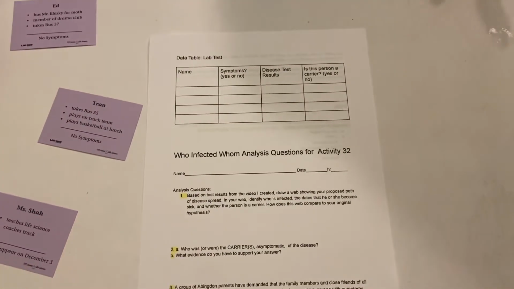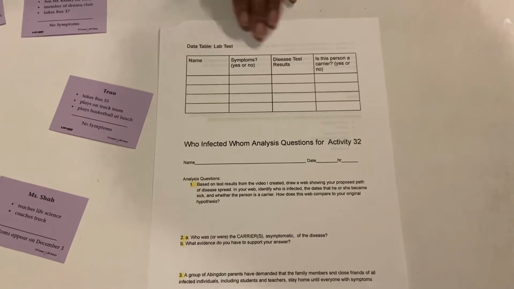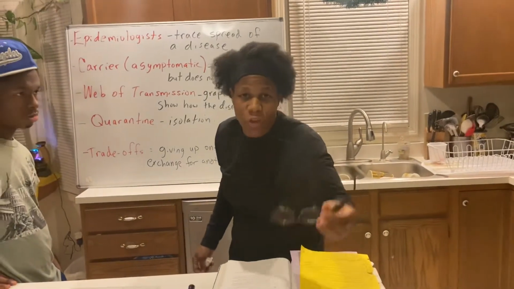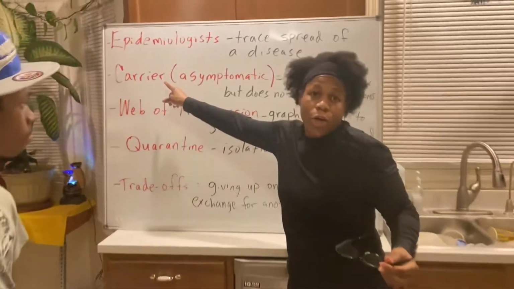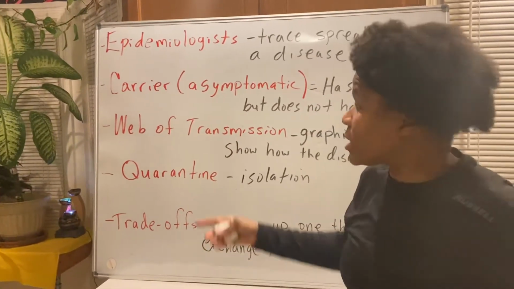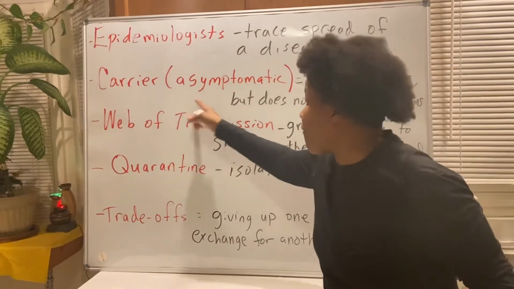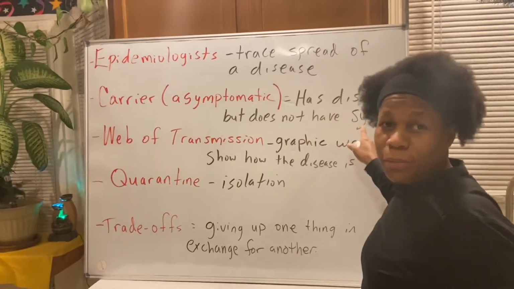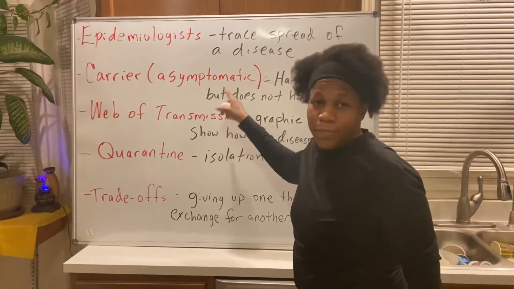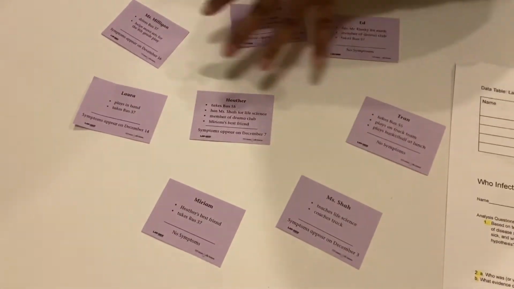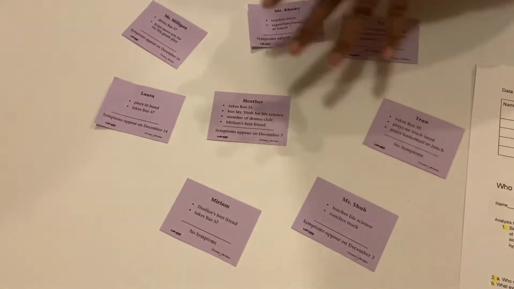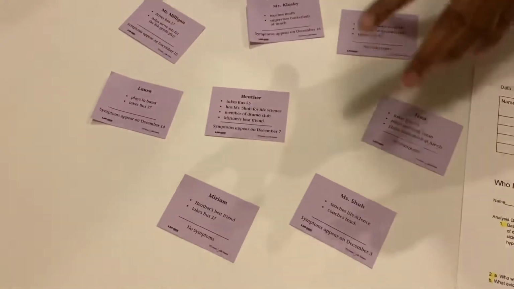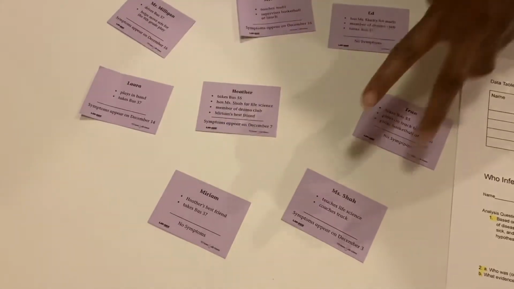Now can somebody tell me, we are trying to figure out who the carrier is. The whole entire activity is trying to figure out who is the carrier. Who is asymptomatic? Who has the disease but does not have symptoms? We're trying to figure out who has it but does not show symptoms. So look. Is it Ed, Mr. Klasky? Who here is a carrier? They have it, but they don't have symptoms. Who is it?